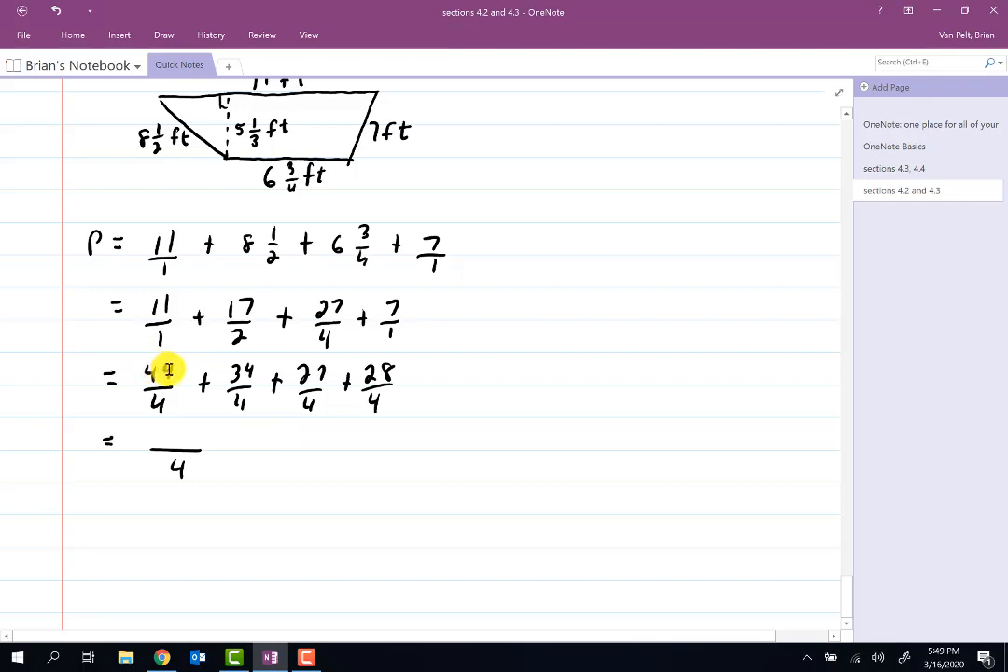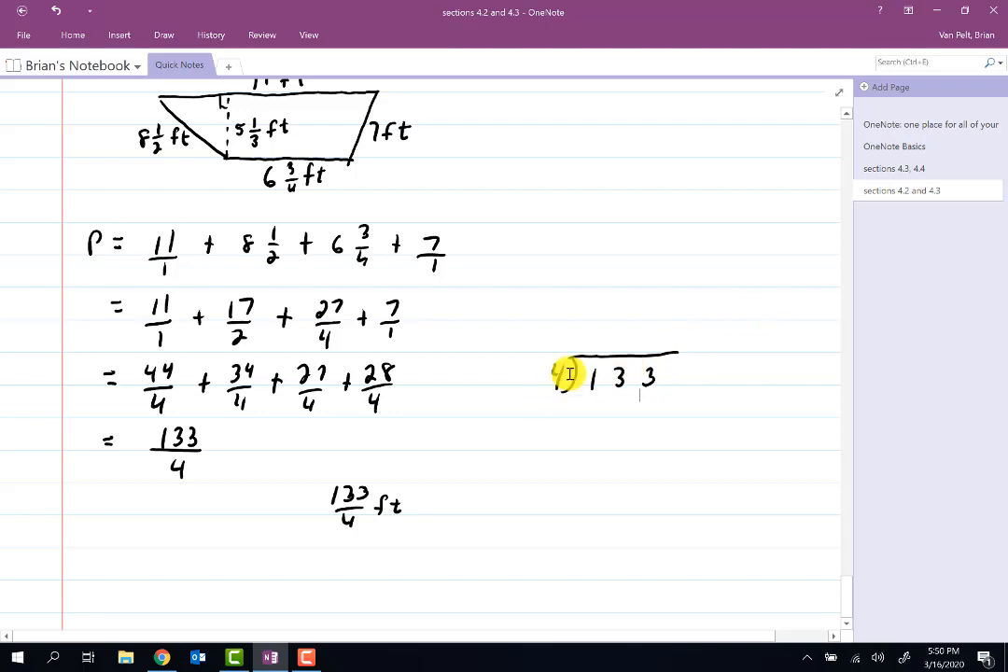44 plus 34 is 78. Plus 27 is 105. Plus 28 is 133. So my answer is 133 over 4 feet. Or if required to write it as a mixed number, let me do that.